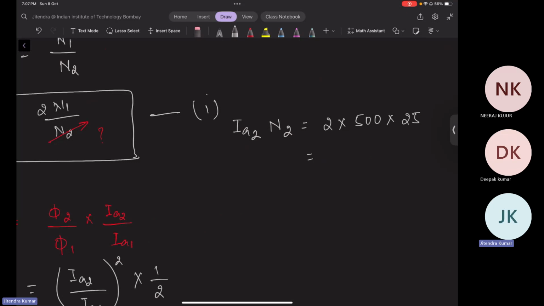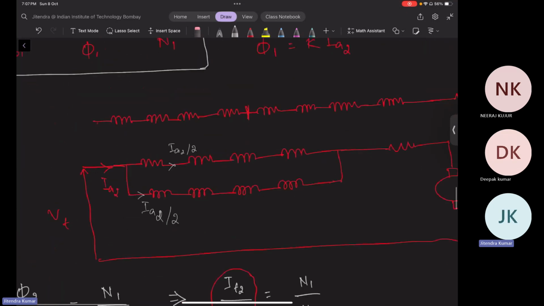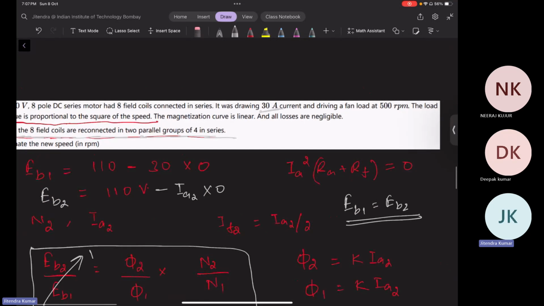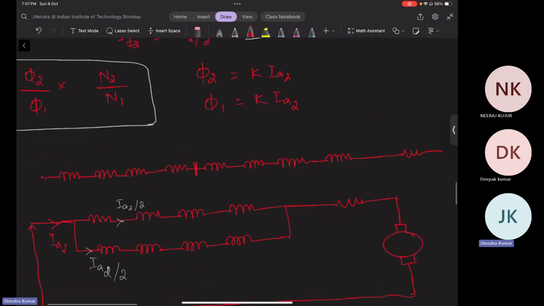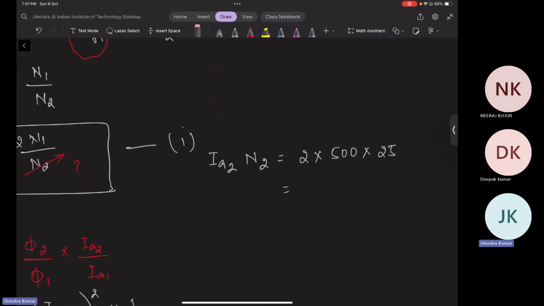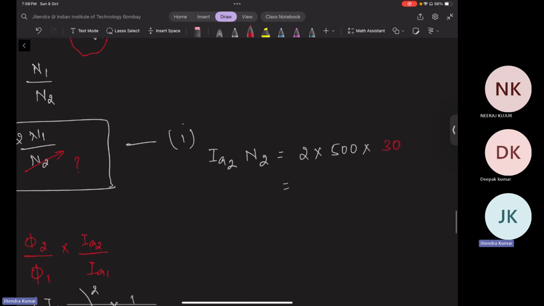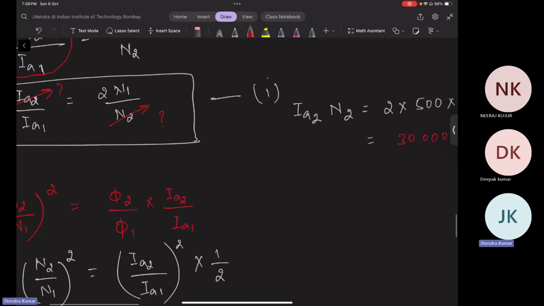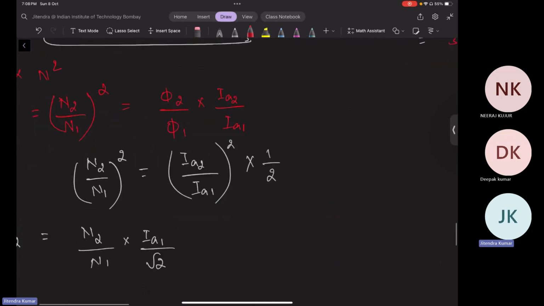25, isn't it? No, 30 amps. IA2 is 30 amps. So it will be 30,000. Okay, now we equated it here.